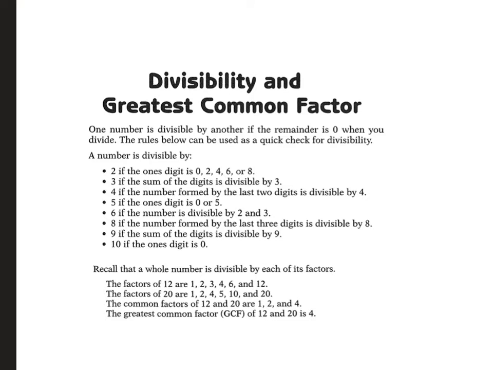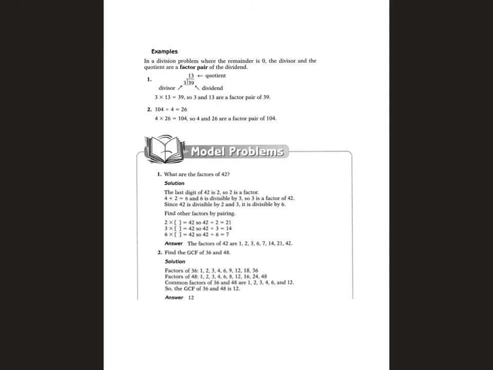The factors of 12 are 1, 2, 3, 4, 6, and 12. The factors of 20 are 1, 2, 4, 5, 10, and 20. The common factors of 12 and 20 are 1, 2, and 4. The greatest common factor of 12 and 20 is 4.